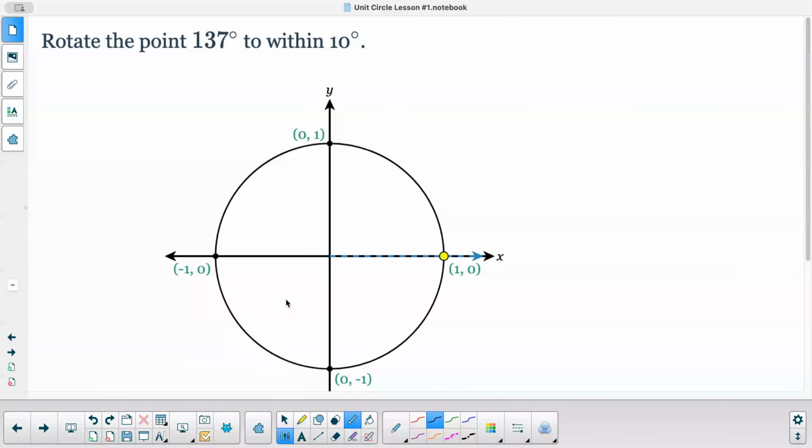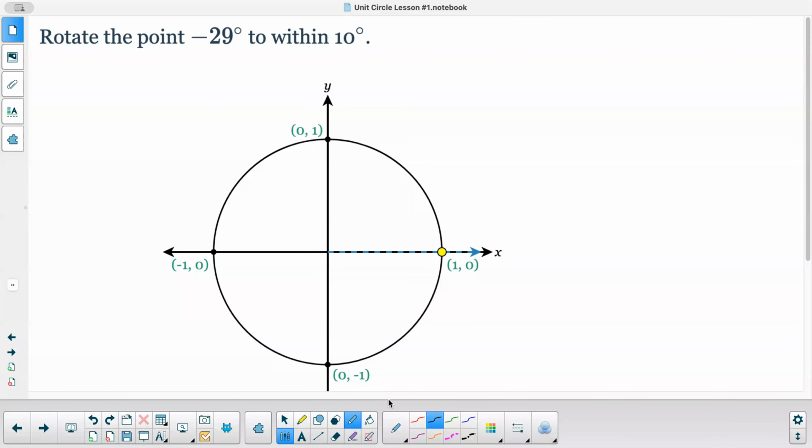So, all right, let's do some questions here. So rotate 137 degrees within 10 degrees. So here's 90, here's 180, so it's somewhere in between here. So this is 45, halfway down the middle. So 90 plus 45 is 135. So I'm just going to go a little bit past there. And there's my point, okay? So that angle roughly right about there would be 137, okay?